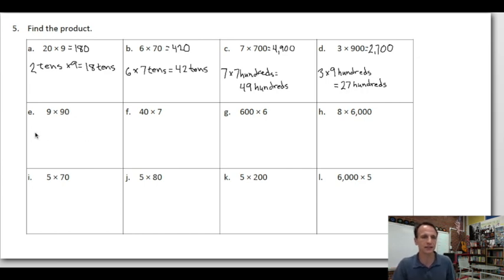9 times 90. That's 9 times 9 tens. You got the hang of this, huh? So 9 times 9, you know that one? 81. And we have 81 tens then. So again, picture this in the place value chart in your mind. 8, 1. The 1 is in the tens place. We have 0 ones. 8, 1, 0. In standard form, I call that 810.